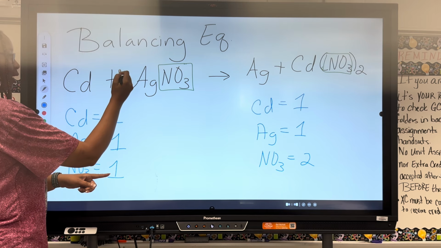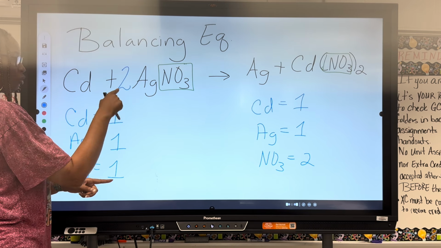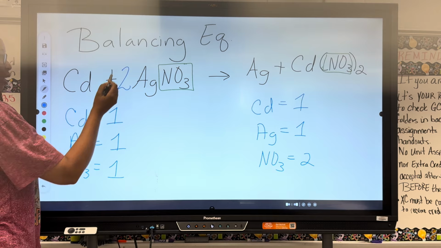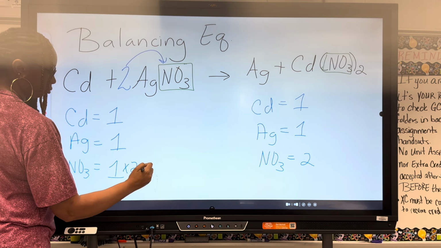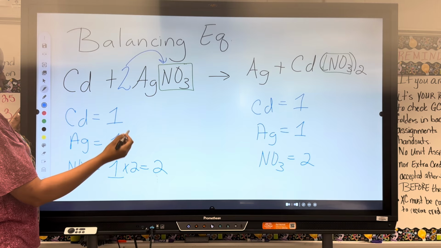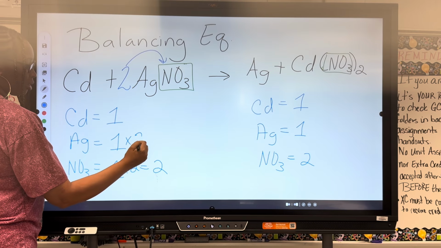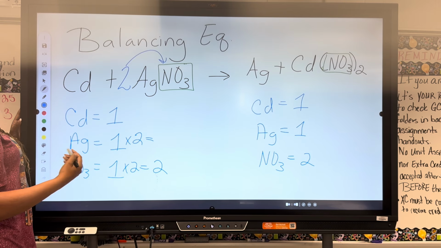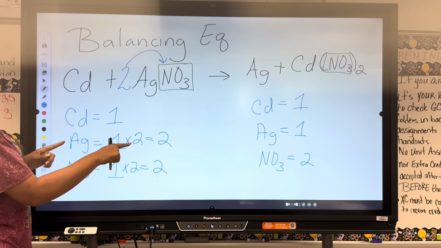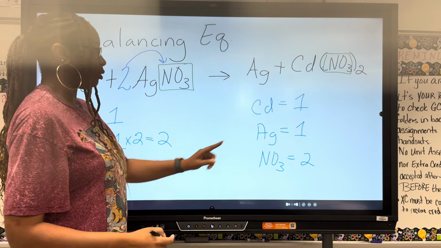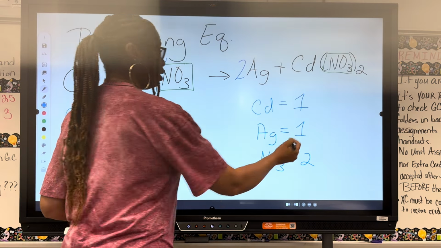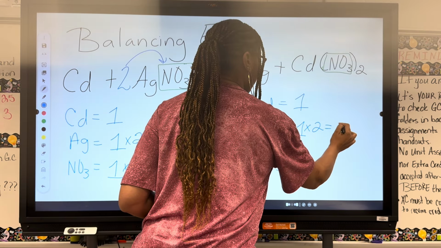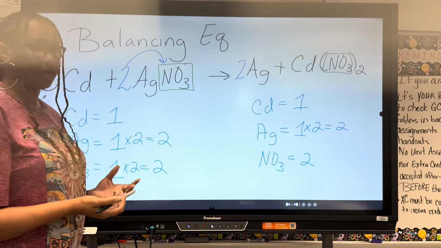So in order to do that, I put a coefficient of 2 in front of the silver nitrate. So then that gives me my 2 nitrates. But that also changes the silver because the silver is bonded to the nitrate. So now I have 2 silvers on this side, but only 1 silver on this side. But by adding a coefficient of 2 in front of that, that's going to give me my 2 silvers on the other side as well.